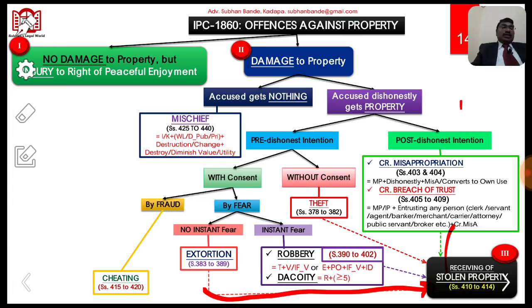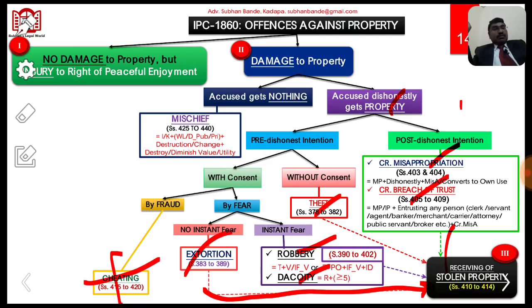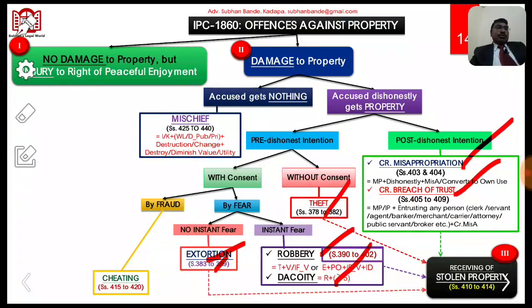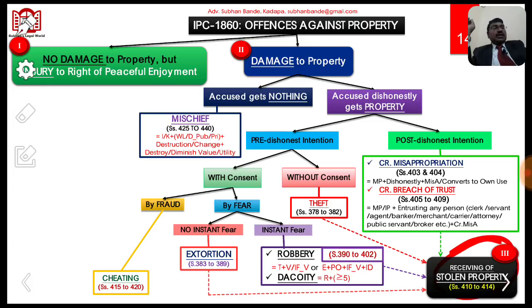The subject matter under stolen property is the result of either extortion, robbery, dacoity, theft, criminal misappropriation or criminal breach of trust, but not by means of cheating, and not by means of mischief. Under mischief, the accused gets nothing. Possessing stolen property is an offence. Receiving of stolen property and allied provisions are explained under sections 410 to 414 of the Indian Penal Code. Friends, this is the end of category 3 of offences against property.